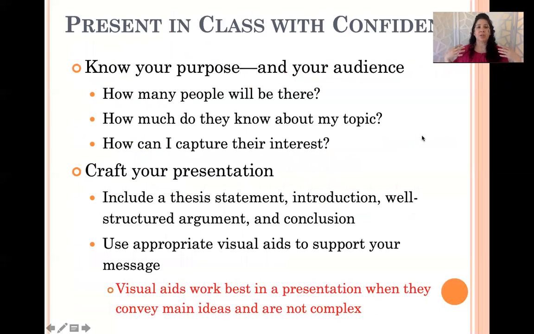All right, so now let's say that you have to present the information, whether it's standing up in front of a class and giving an oral presentation or in some other format. You want to know your purpose, know your audience, right? How many people will be there? How much do they know about my topic? How can I capture their interest? So open up with something interesting.